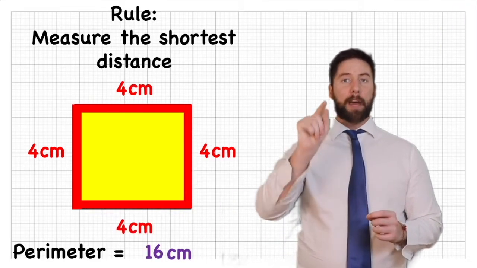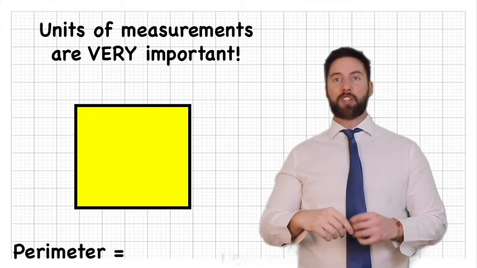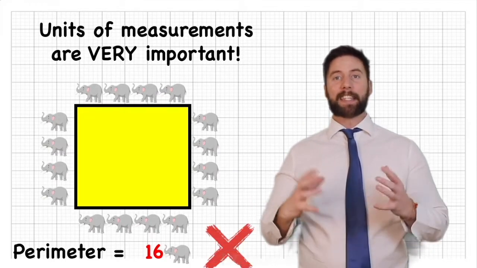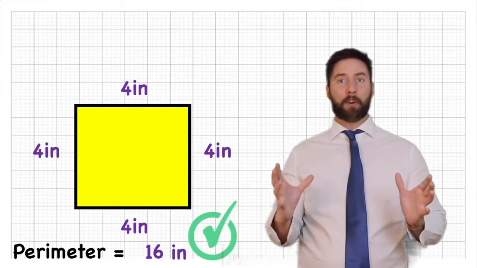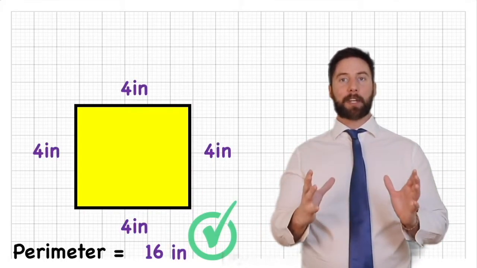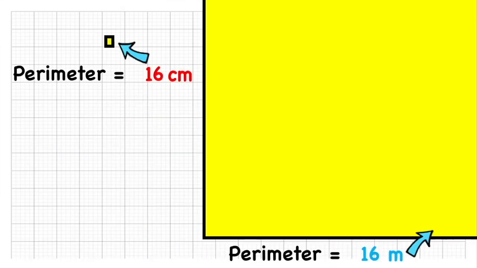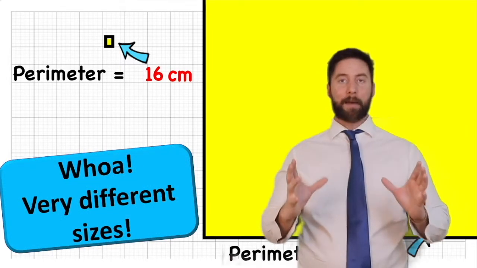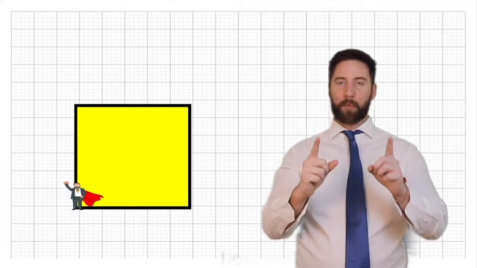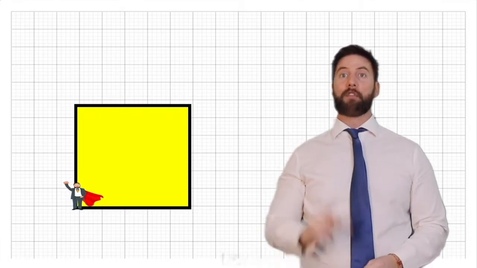The units of measurement are very important. It's not elephants or cars, it's centimeters that we're measuring in here. Could have been miles, could have been inches, or any other form of measurement, but in this case it's centimeters. And it's very important to say that because a square that's 16 centimeters in perimeter is very different to a square that's a mile or 16 miles in perimeter. Okay, so very, very important. We always put our units of measurement. We could go very wrong.